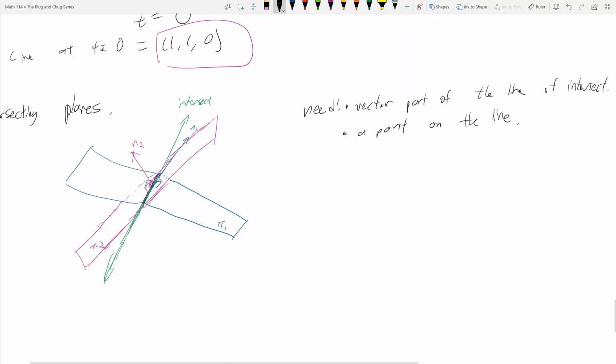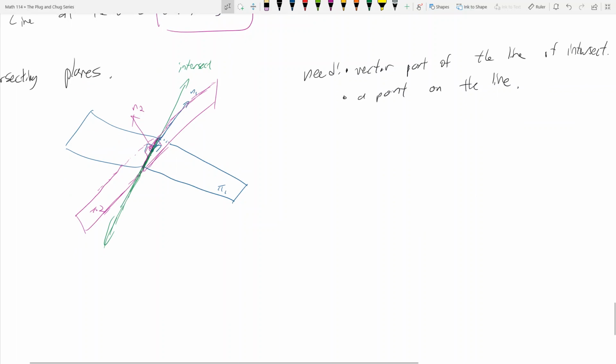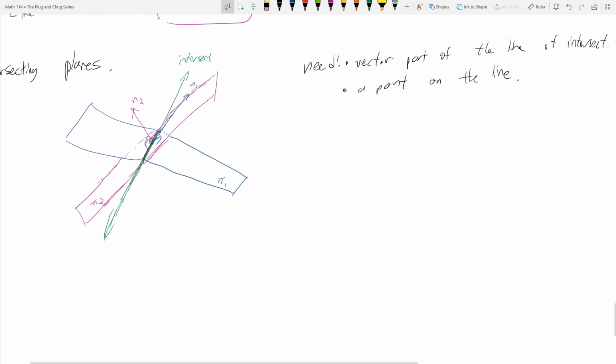Cool. So provided the two planes don't run into each other, this is what happens. Again, you can have parallel planes. We're not going to discuss that right now. Okay, so let's take a look at this example.